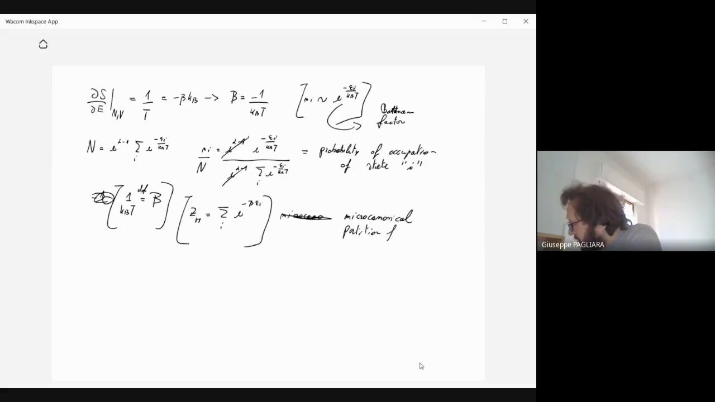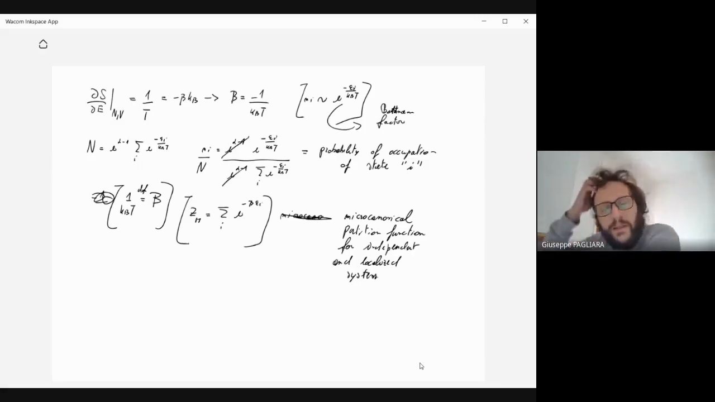Partition function for independent and localized systems. What does independent and localized mean?